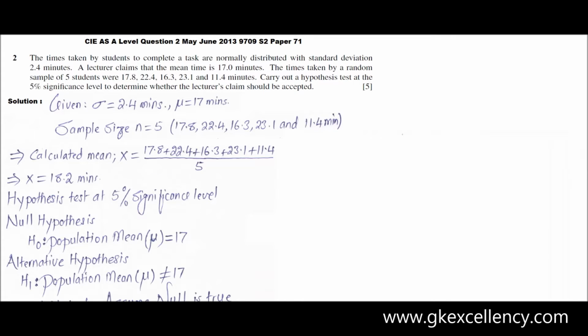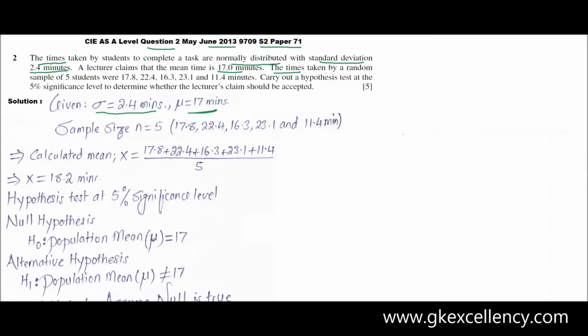Dear students, this is question number 2 from May-June 2013 S2 paper 7-1. Question number 2 goes this way. The times taken by the students to complete a task are normally distributed with a standard deviation of 2.4 minutes. Now, a lecturer claims that the mean time is 17 minutes.